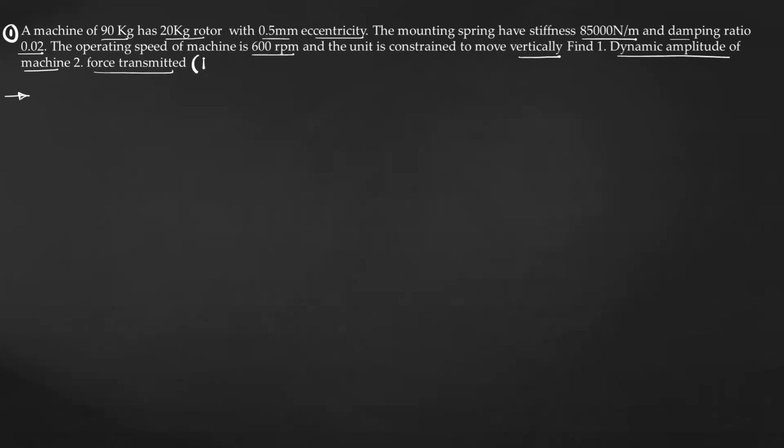So this force transmitted is nothing but the FTR, and this dynamic amplitude is nothing but the capital A. Okay. So this problem is the combination of rotating unbalance and the force transmissibility. So we have to use both equations. I will write this equation, one for rotating unbalance and second equation, this is for the motion or force transmissibility.